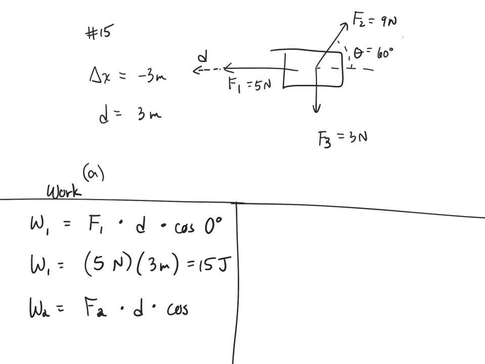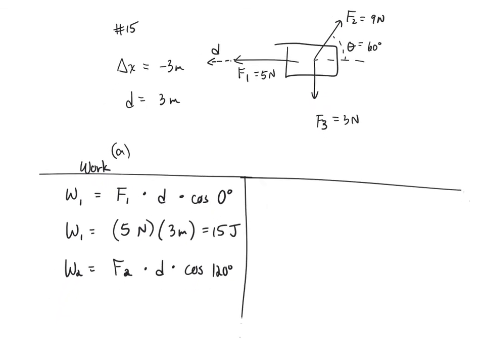Again, here's the object. It's moving this way. The other force is pulling back against it. So it's going to be doing negative work to the object. So I'm going to use cosine of 120. And the cosine of 120 is really the negative cosine of 60 from your pre-calculus knowledge.